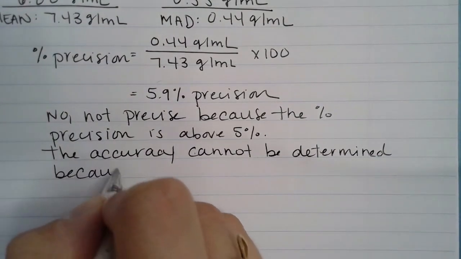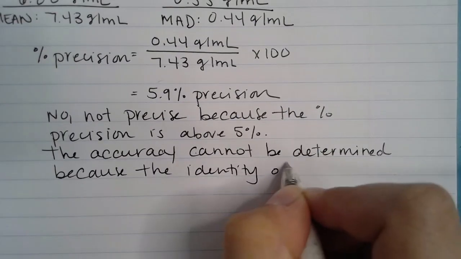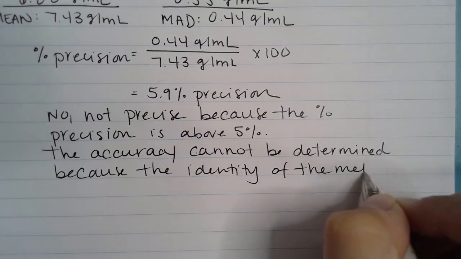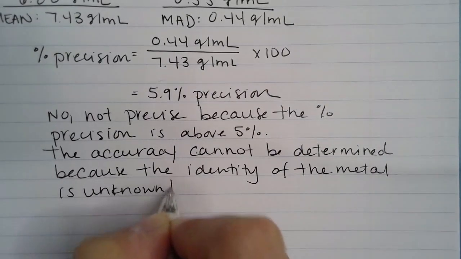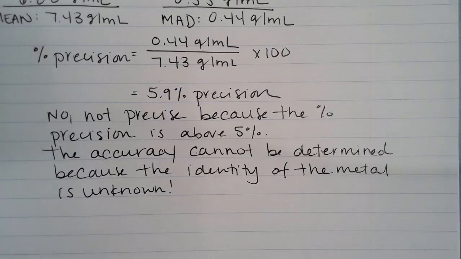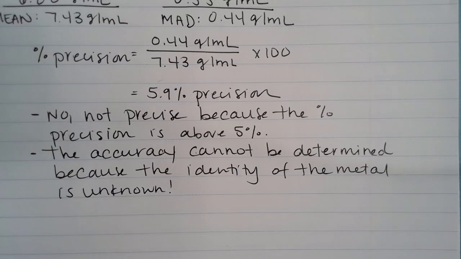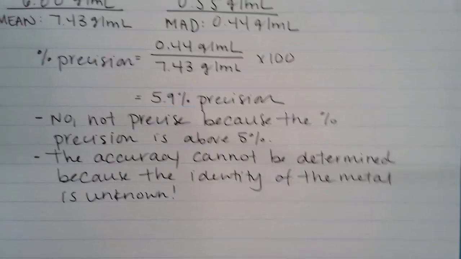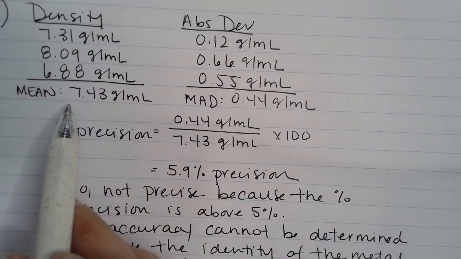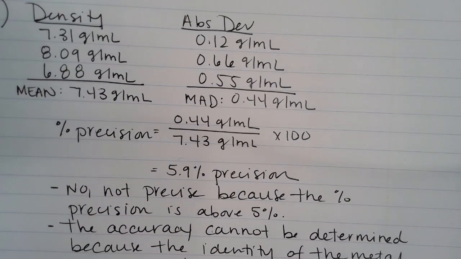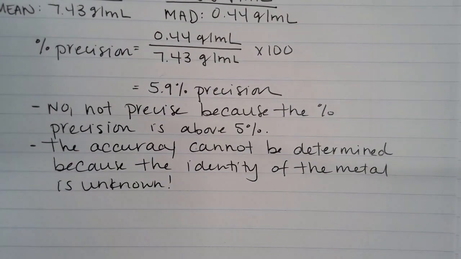because the identity of the metal is unknown. You don't know what the accuracy is. You don't know if you're accurate or not in this example because you don't know what the metal is. So you can't look up the accepted value. You would have your experimental value, that's the mean right here. That's what you would find the average to be of the density. But you don't know what the accepted value is because it's not telling you what it is.